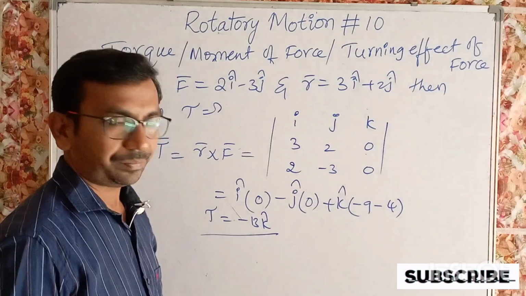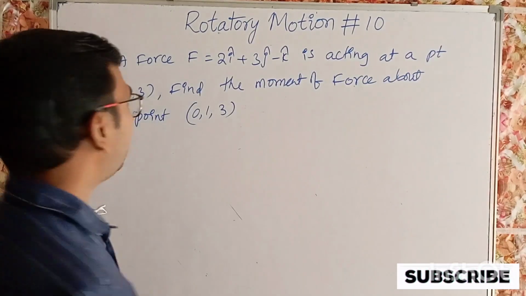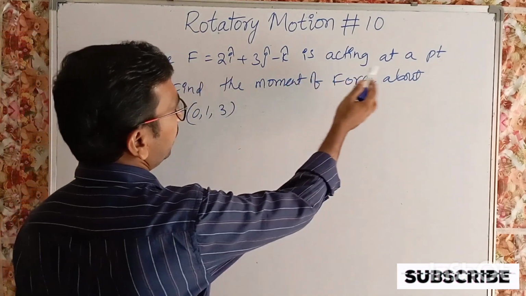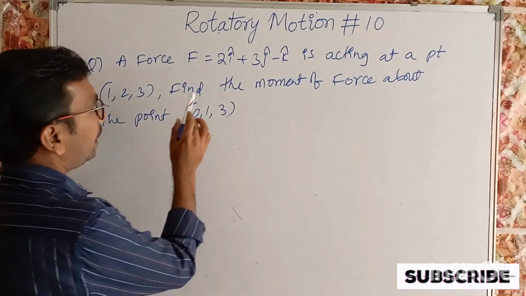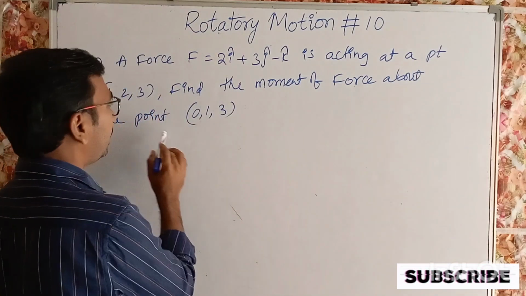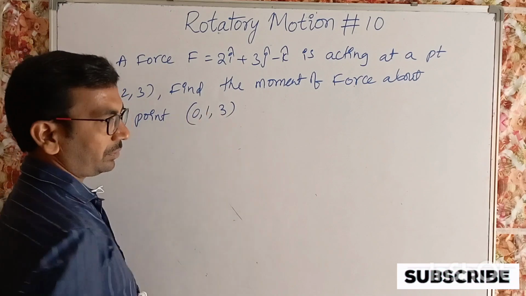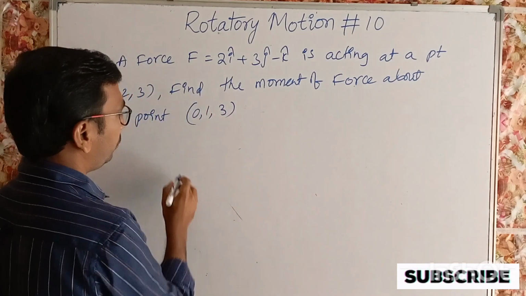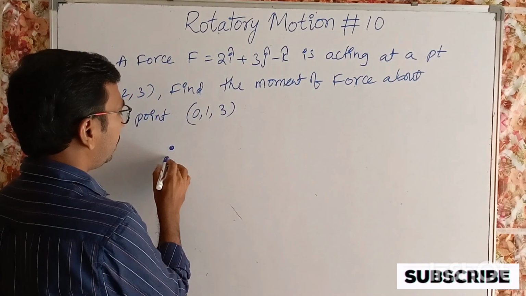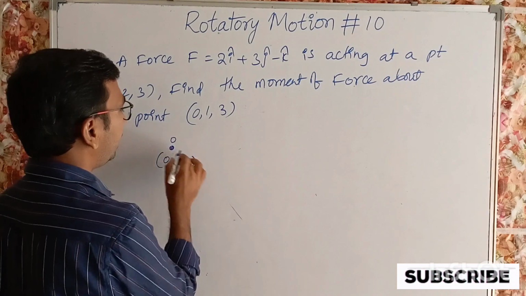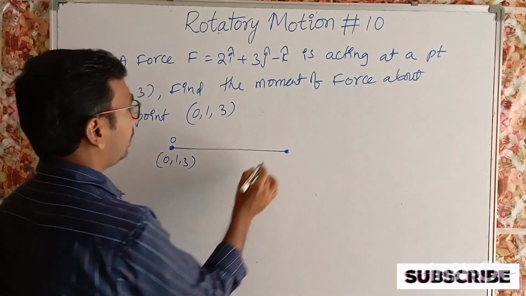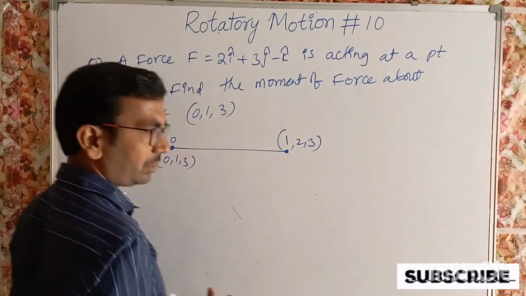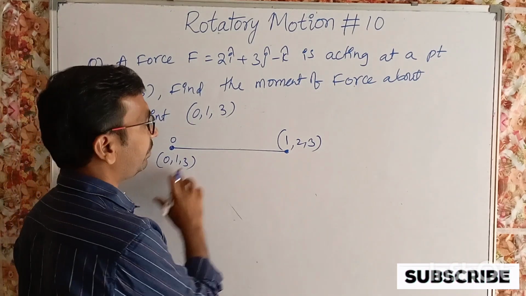Understood? So next example. A force F is equal to 2i cap minus 2j cap minus k cap acting at the point (1, 2, 3). Find the moment of force about the point (0, 1, 3). So about this point you have to find the torque, the moment of force. Here the initial point is (0, 1, 3) and the final point is (1, 2, 3).